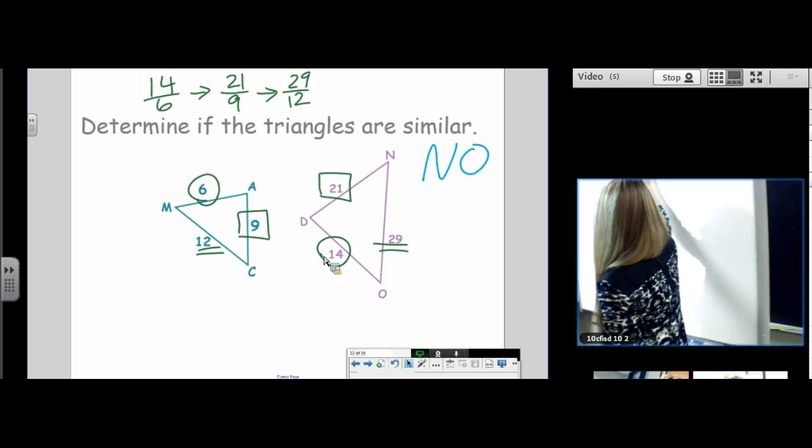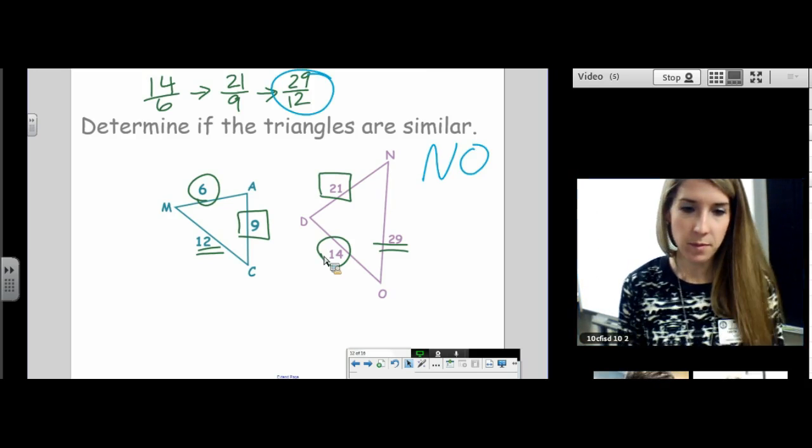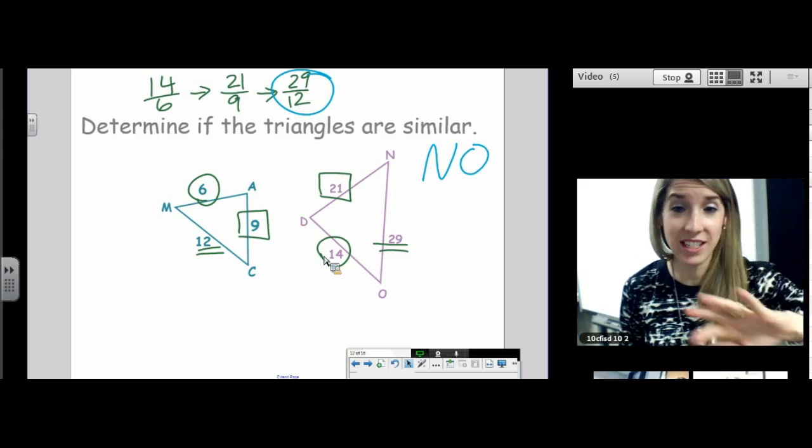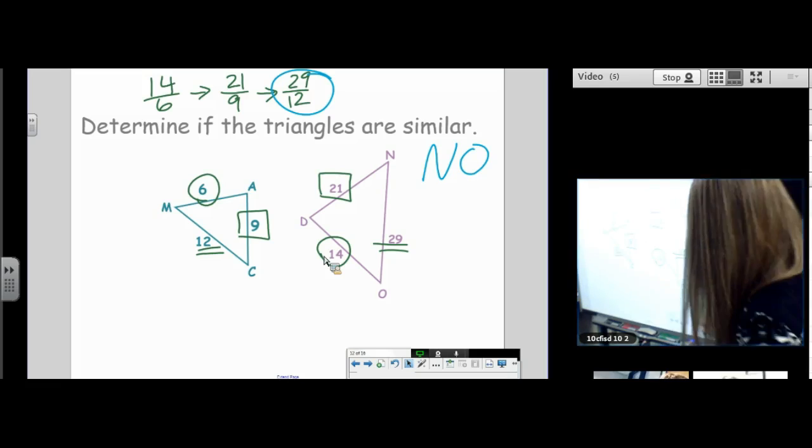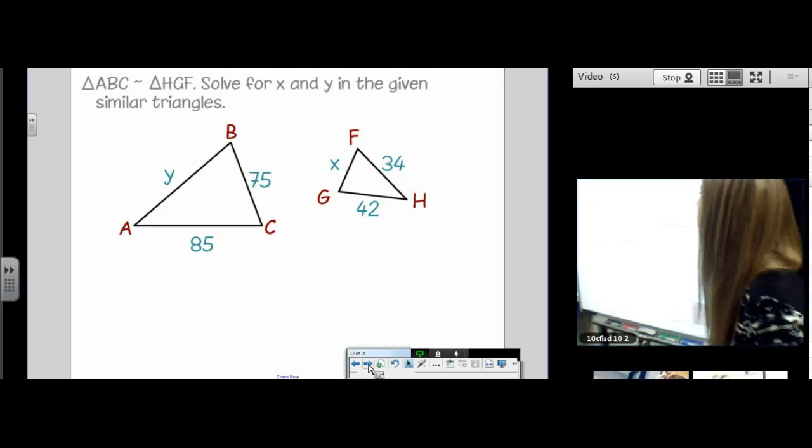And this is the one that broke the pattern. So can you check just 2 of the proportions? 2 of the ratios? No, you cannot check just 2. You have to check all 3.